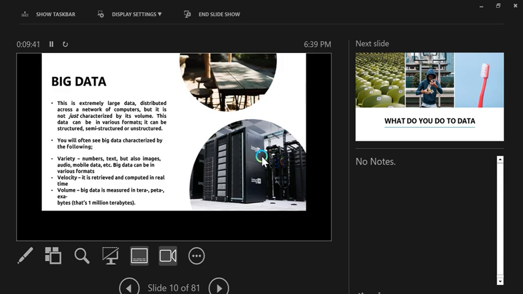So maybe the traditional data is purely text and numbers, no images, no nothing. Yes, yeah. And the rest is big data. Yes, the rest is big data.